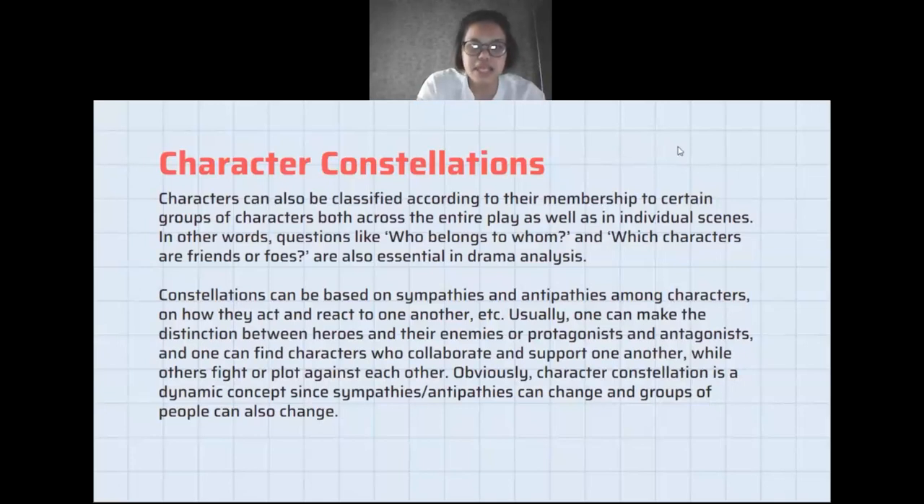Constellations can be based on sympathies and antipathies among characters, on how they act and react to one another. Usually, one can make the distinction between heroes and their enemies, or protagonists and antagonists, and one can find characters who collaborate and support one another, while others fight or plot against each other. Obviously, character constellation is a dynamic concept since sympathies or antipathies can change and groups of people can also change.